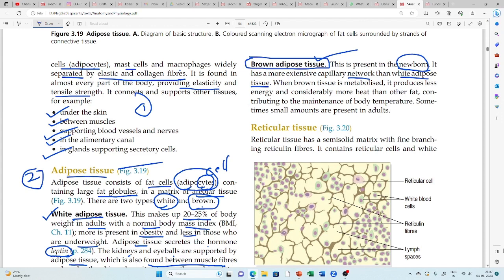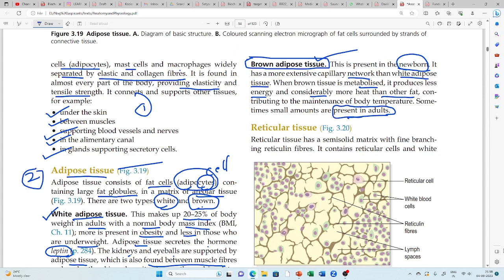When brown tissue is metabolized, it produces less energy and considerably more heat than other fat. Brown tissue produces more heat than other fat. Because of brown adipose tissue only, newborns can maintain normal body temperature. Otherwise, if brown adipose tissue is less, they can't maintain normal body temperature. One more point: brown adipose tissue is found in newborns and is very little in adults. If it is there, it is only a small amount in adults.